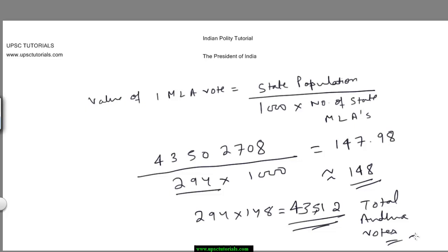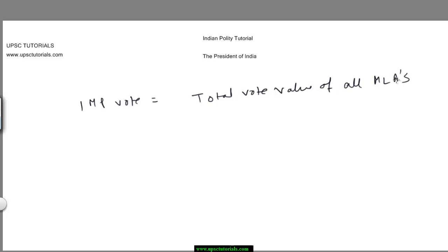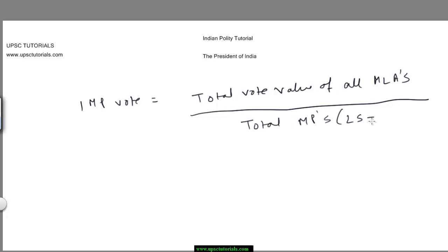Now we divide the state population by total number of state MLAs into 1000. Okay, and what is the value of one MP vote? Each MP vote is equal to total vote value of all MLAs. Okay, in the last example we calculated for Andhra. So if we calculate for all the states, then we get the total vote value of all the MLAs upon total members of the parliament, total MPs, Lok Sabha plus Rajya Sabha. This is the value of one MP vote. Okay, so this is roughly 708.